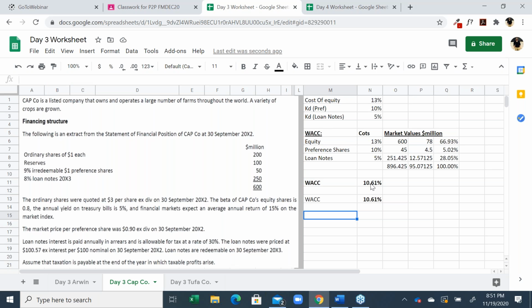So that is how we calculate weighted average cost of capital. And let me move towards the next question. And Hussein, I will just do the same method again in this next question, and hopefully you will understand it.